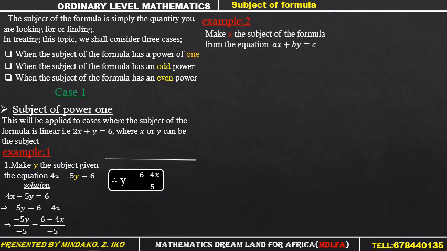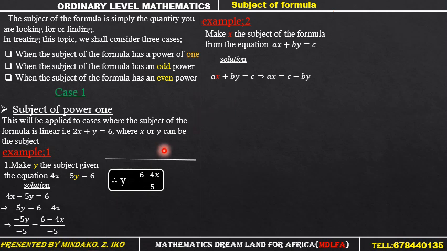Example 2: make x the subject of the formula from the equation ax plus by equals c. Here, we are interested in the term having x, not the term having y. So let's look at the solution. We have ax plus by equal to c. It implies that ax equals c minus by.